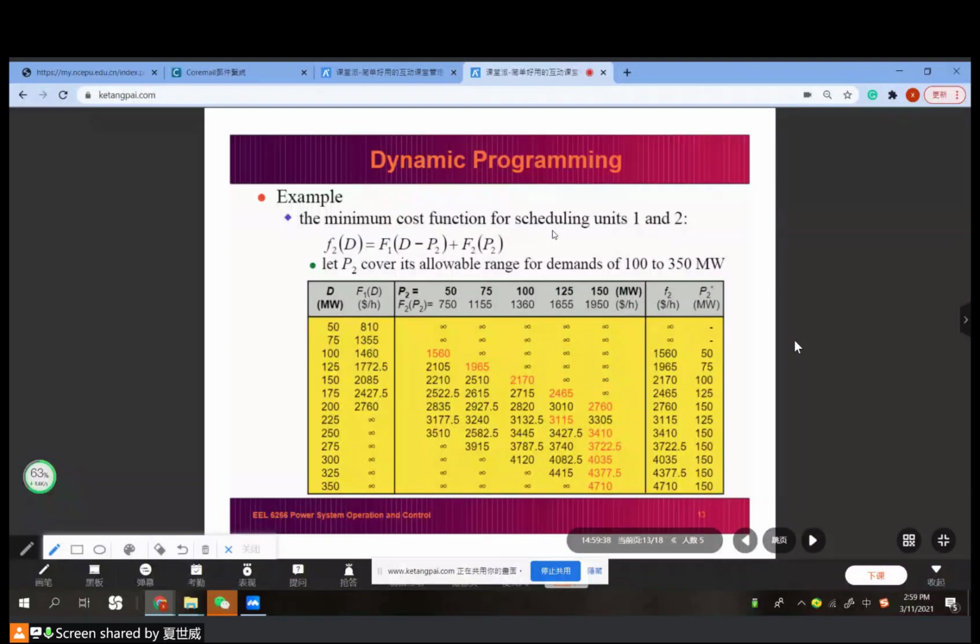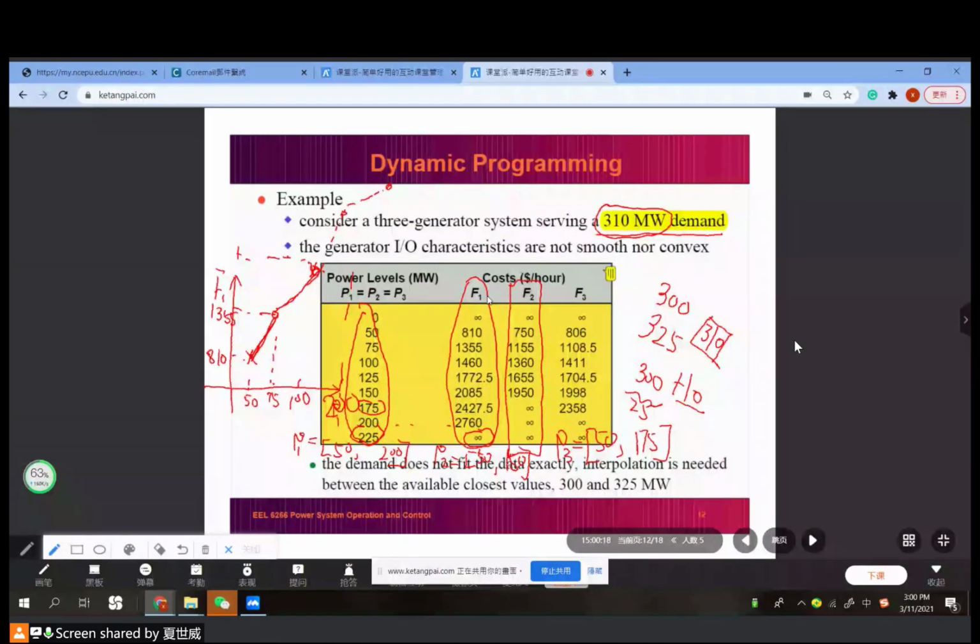So first, if we use generator 1 and generator 2 to support the load, we have an expression like this. If generator 2 supports P2, then generator 1 will support D minus P2, because P1 plus P2 must equal the total load D. For this part, we just use the input-output curve for generator 1. We just copy this and this.